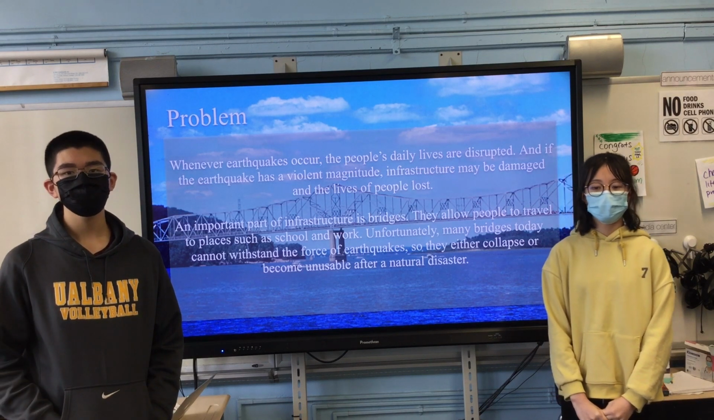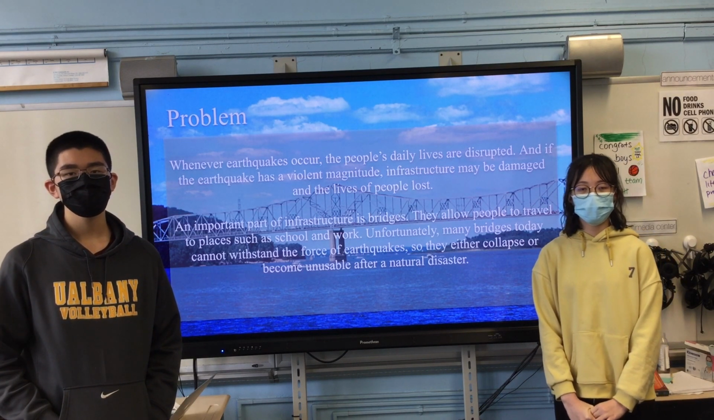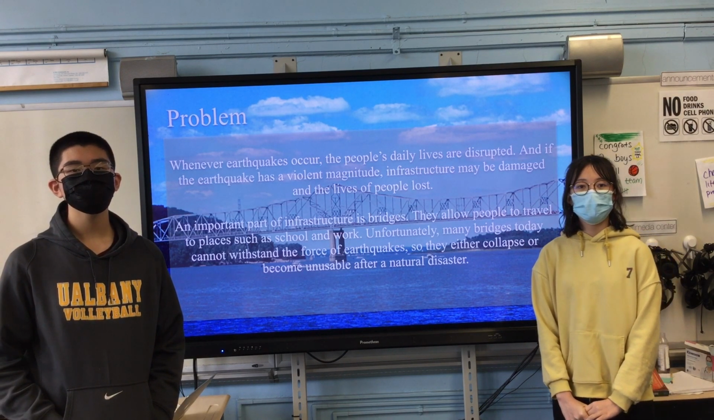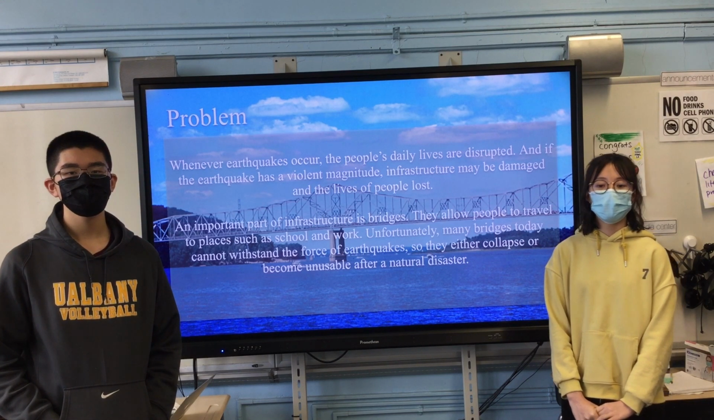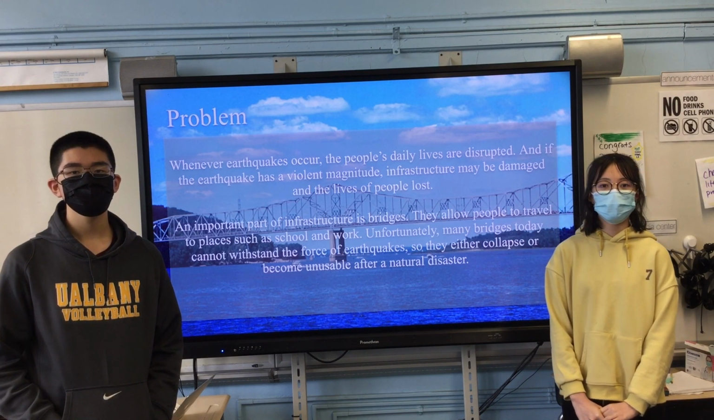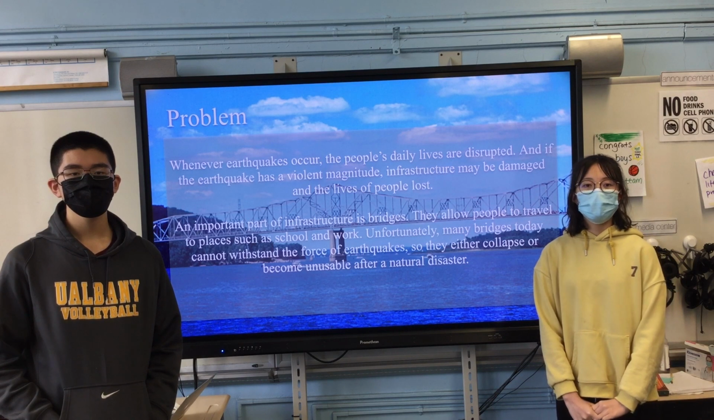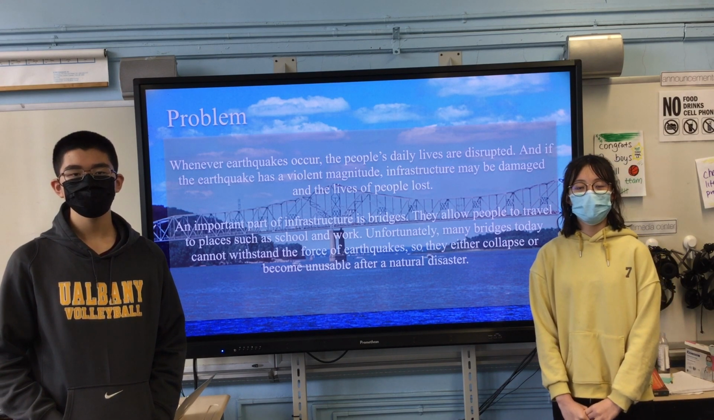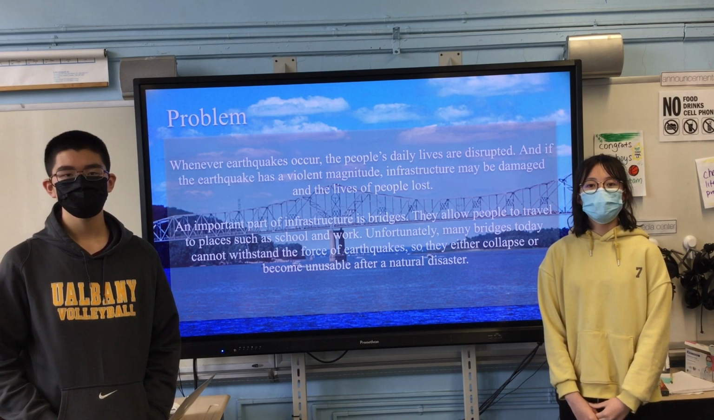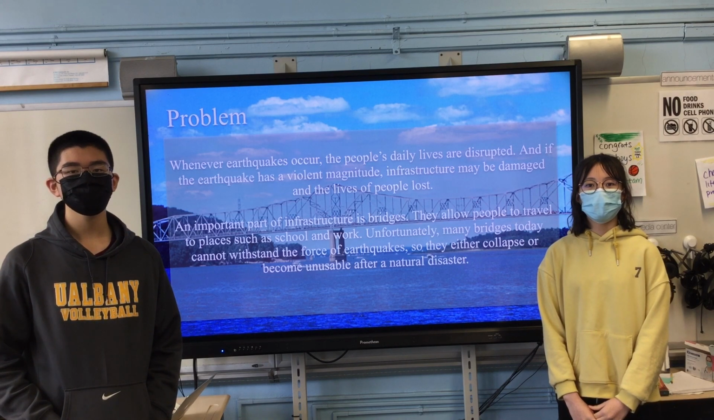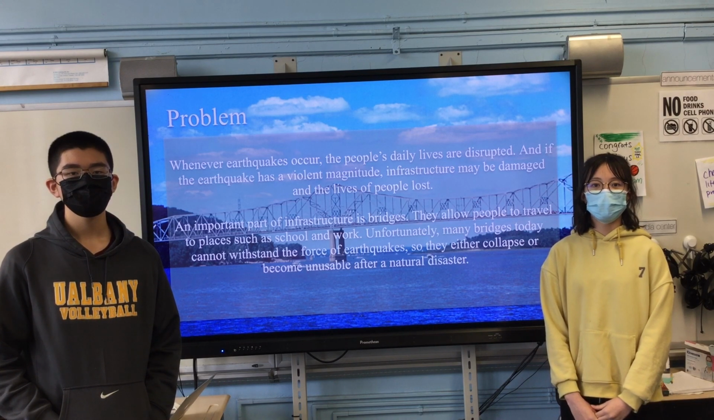Unfortunately, many bridges today cannot withstand the force of earthquakes, so they either collapse or become unusable after a natural disaster. Also, because of the collapse, it takes a lot of money to repair them, which is something not every city or county has.